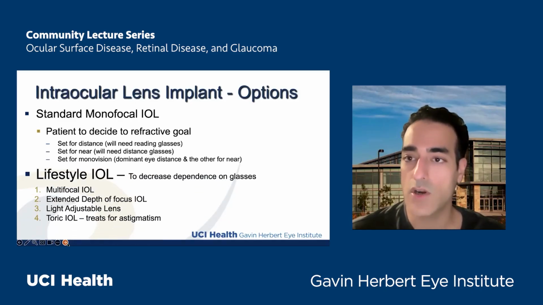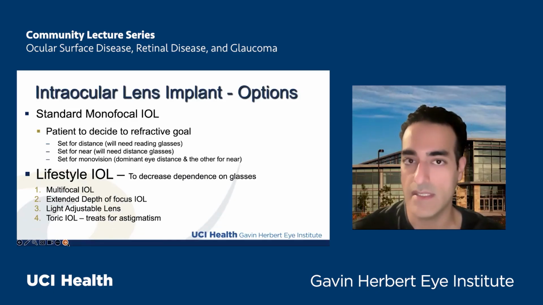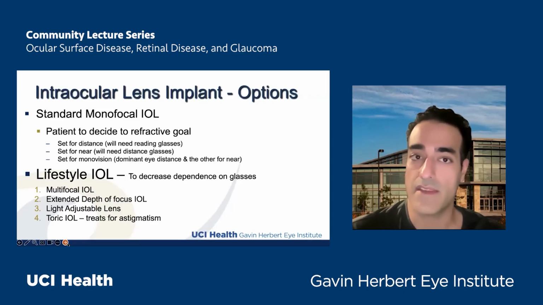Other lens options, we refer to them as lifestyle lenses. So these are really more for people that are trying to become independent from needing glasses. So for example, a multifocal, and the more common recent multifocals are trifocals. This lens gives three different focus points, so one at distance, one at computer, and another for reading. That can help patients get out of their dependence of needing glasses. However, there are conditions like glaucoma or things that affect the macula or the retina, or even the cornea, where a patient may not be a good candidate for that.